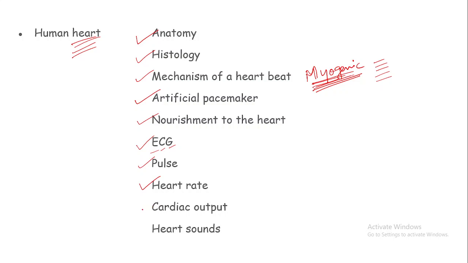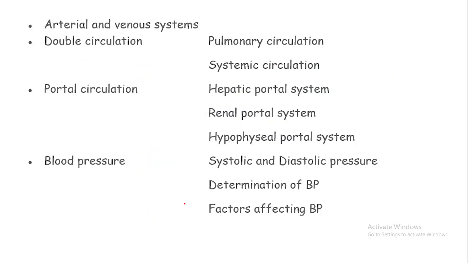Then cardiac output: how much amount of blood is given out every minute. The heart sounds, the lup dub sounds of the heart. What exactly is it? Is it because of heart contraction, or what exactly makes this sound? We shall study that. All right, coming to the next part, the arterial and venous systems. How are the arteries and veins intertwined in our body, what role do they play? We shall study about that.